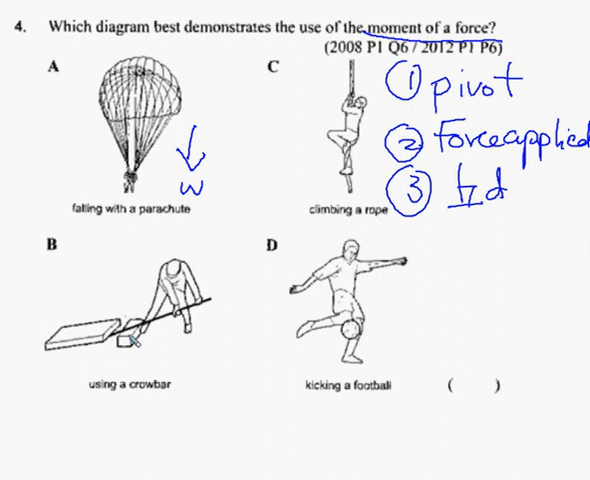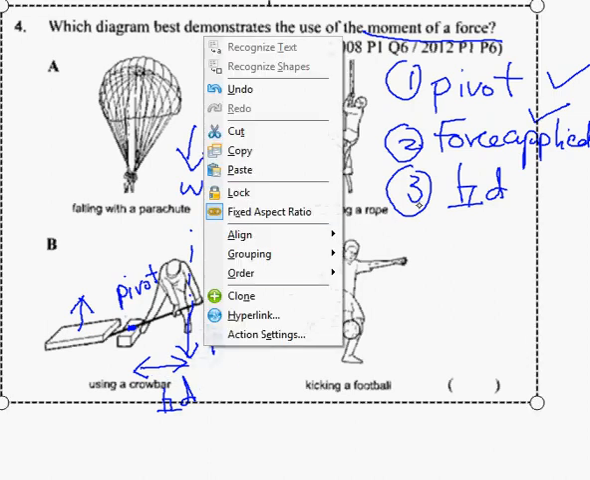Let us now look at option B. Option B, this man is trying to lift up this object on the left using a crowbar, and you notice carefully there's actually a pivot here because the pivot is actually a fixed turning point. So when this man is pushing down with a force, the weight actually is able to move up. So this is a possible answer, and there is actually a perpendicular distance from the line of action of the force to the pivot. So three things are present: pivot, force applied which is pushing it down, and there's a perpendicular distance from the line of action of this force to the pivot.